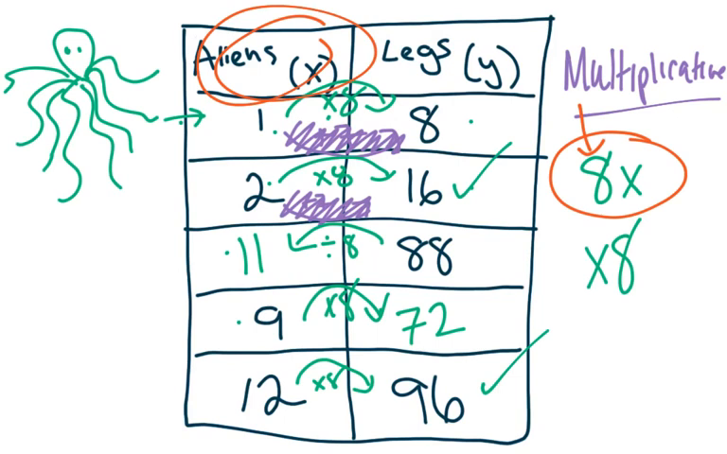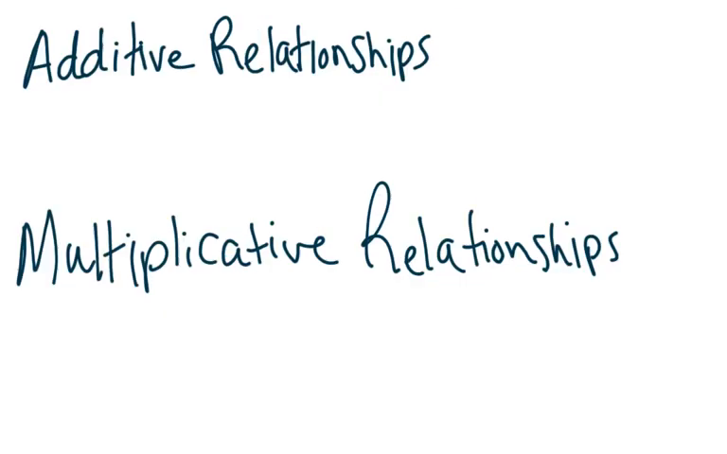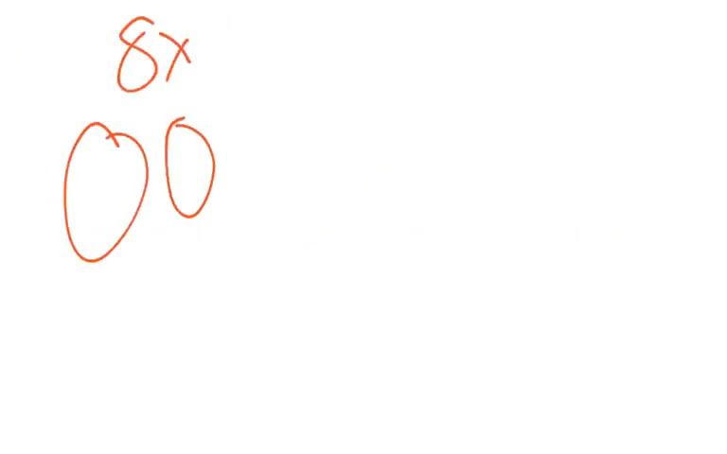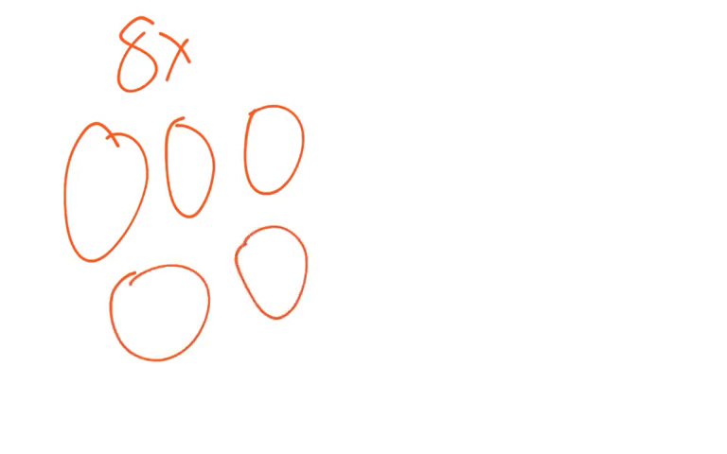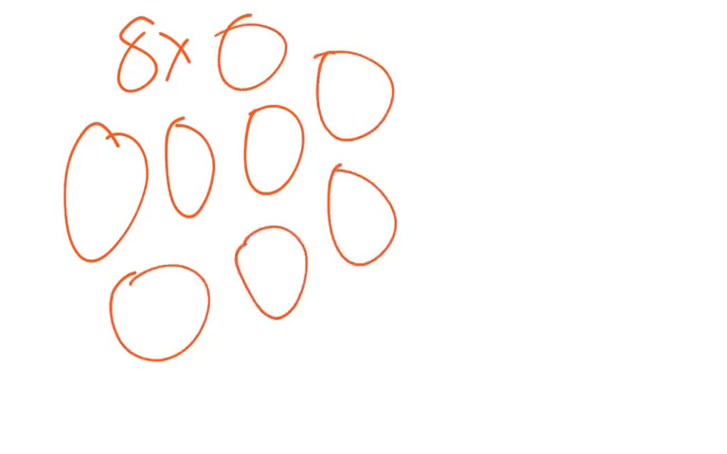Think of it this way. If I tell you to draw me 8 groups of x, that might look like 1, 2, 3, 4, 5, 6, 7, 8, and in each group there's an x. I can draw that. I don't know yet what x is, but once I do, I could replace the x in each of those groups with whatever number it is and add them all up.